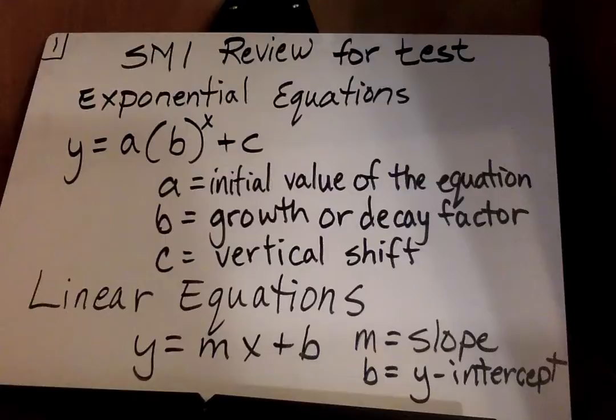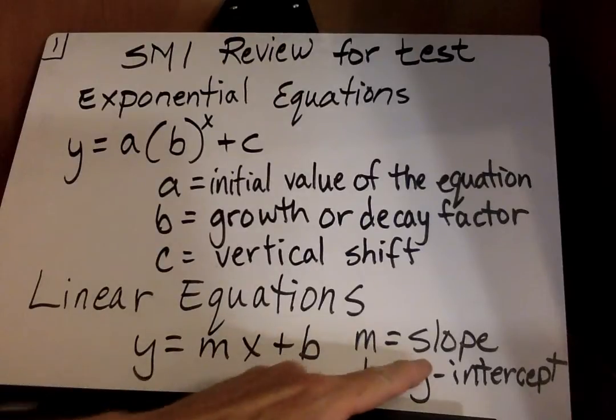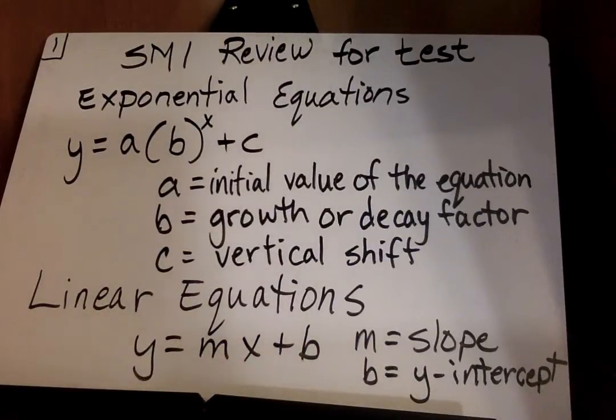Here's some examples of linear equations. Y equals mx plus b. There's nothing raised to any power. And m over here is the slope, and b is the y-intercept.